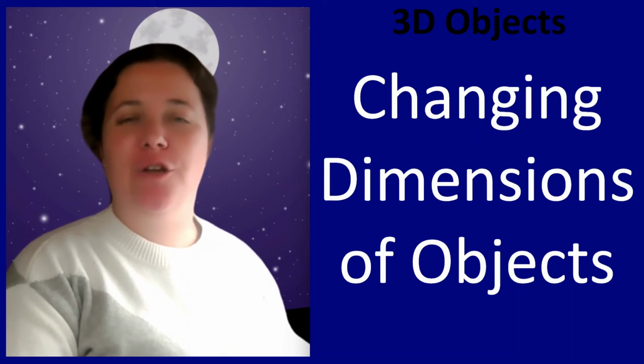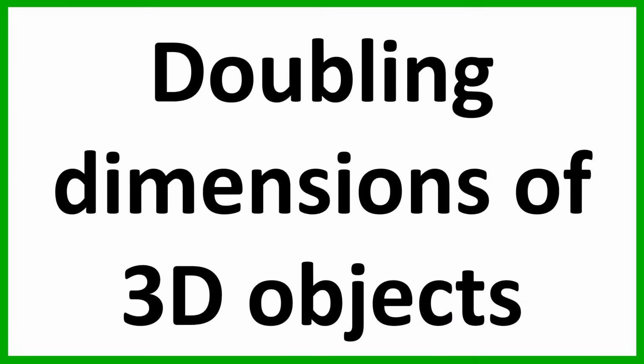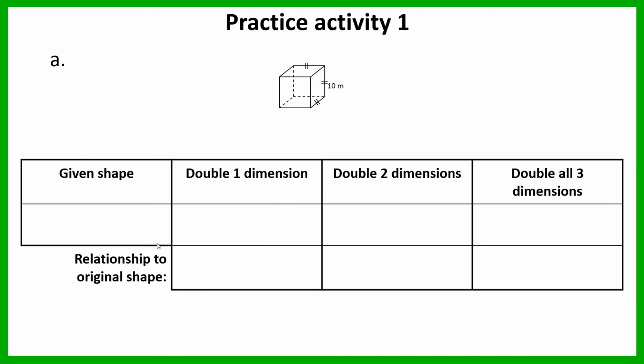Hi, today we're going to be learning about the effect that changing the dimensions of objects has on their volume. We're going to start off by doing an investigation where we're going to be looking at what happens when we double the dimensions of 3D objects. In this investigation, you're going to take this object that I've given you over here and you're going to work out the volume and put that volume in over here.